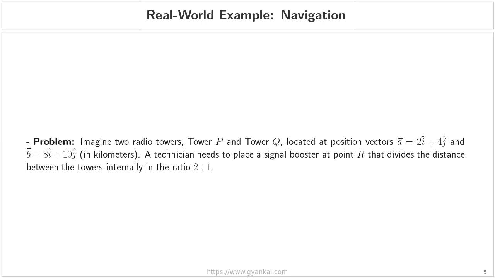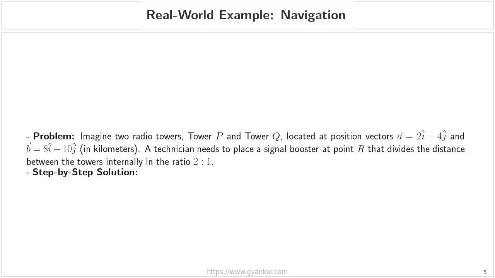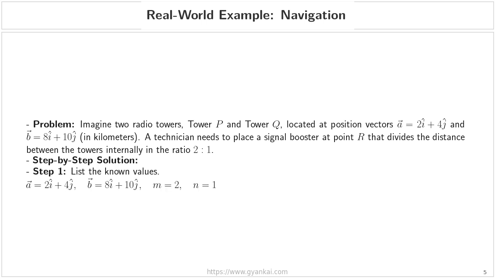A technician's task is to place a signal booster at a specific point, point R, such that it divides the distance between these two towers internally in a ratio of 2 to 1. Let's walk through the solution step by step. In step 1, we begin by clearly listing all our known values from the problem. We have vector A as 2 i hat plus 4 j hat, vector B as 8 i hat plus 10 j hat, our ratio value m is 2, and our ratio value n is 1.